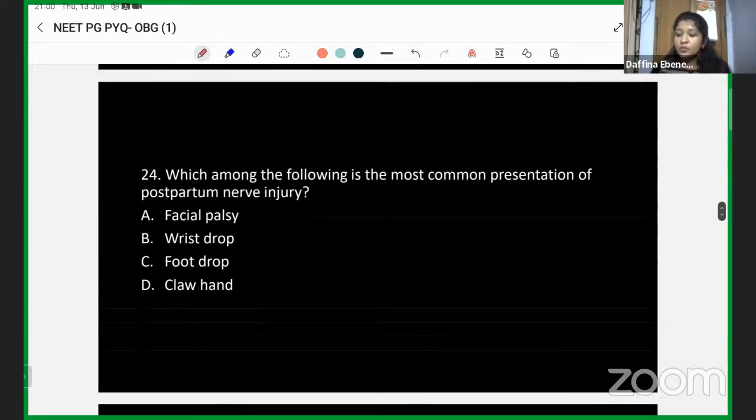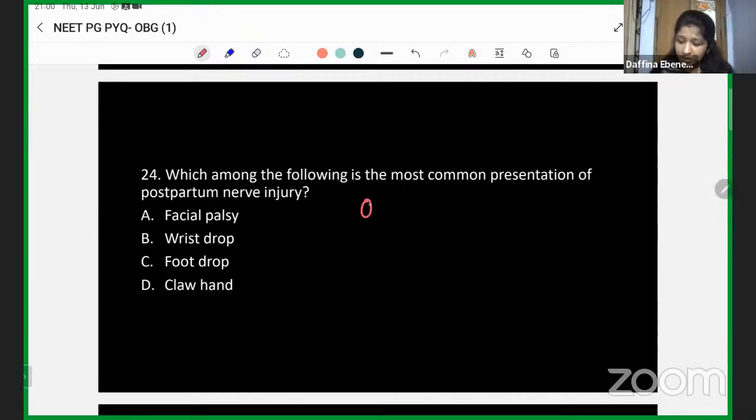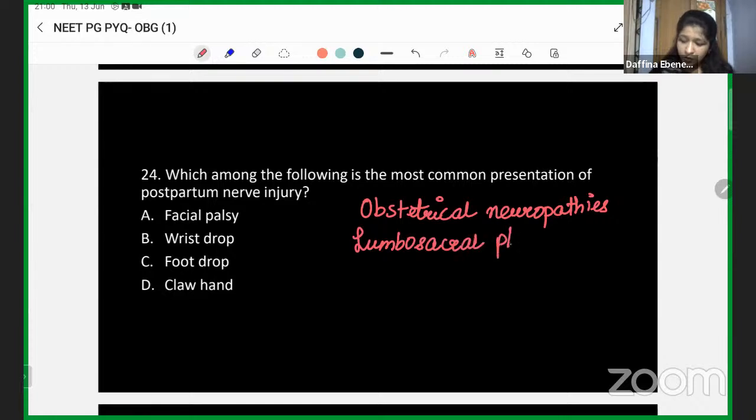Which of the following is the most common presentation of postpartum nerve injury? Before I come into that, there's something called obstetrical neuropathies. This refers to any form of nerve injuries that can occur at the time of delivery. The most common plexus that is involved is the lumbosacral plexus. The most common nerve that is involved is the lateral femoral cutaneous nerve.